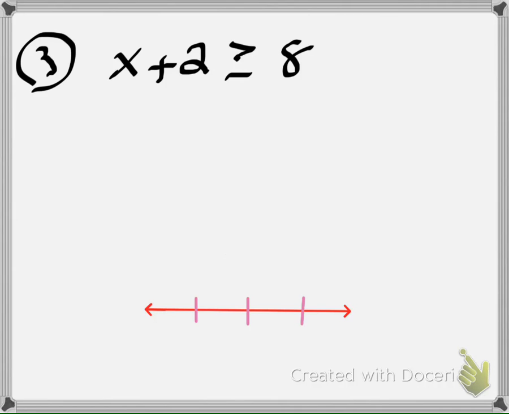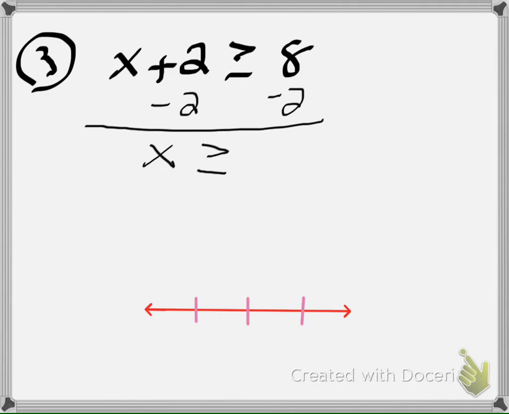Okay, here we go. Subtract 2 here, subtract 2 here. I'm trying to get the x by itself. Bring down that x because this is nothing, so now I have x by itself. Bring down the inequality sign, greater than or equal to, and 8 minus 2 equals 6. Okay, 6, 1 more 7, 1 less 5. Okay, this reads x is greater than or equal to 6.